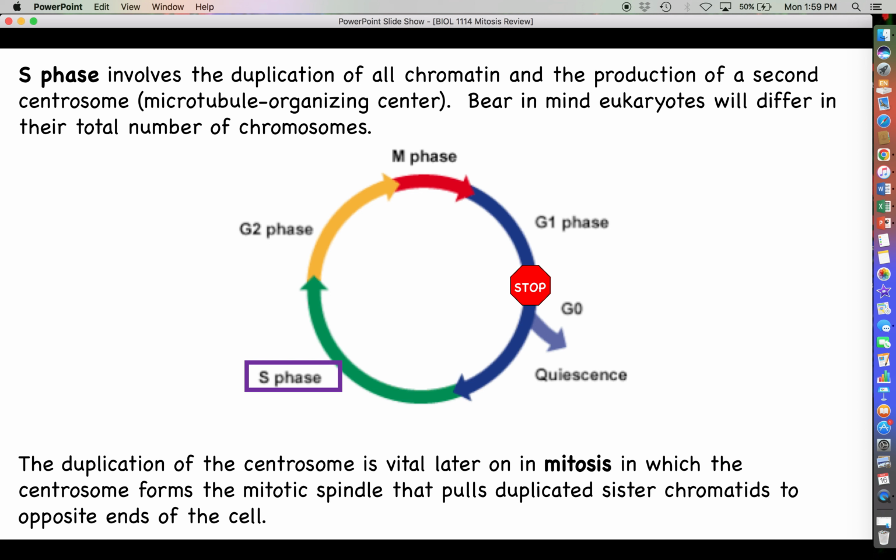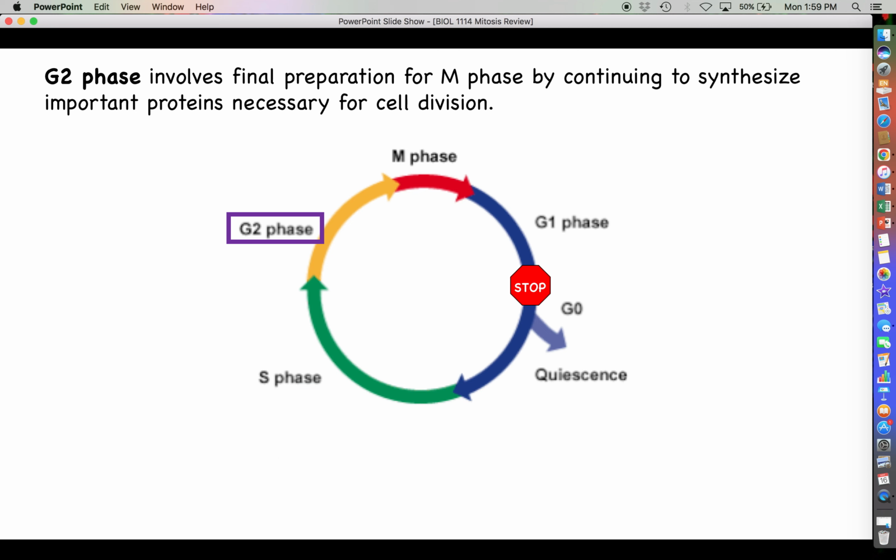So we will see later on, like I said, that the duplication of the centrosome is going to be an important part of mitosis. These are microtubule organizing centers, and the microtubules that emanate off of these centrosomes are going to be important for latching on to the chromosomes and pulling them apart from each other when we divide the DNA into the two daughter cells.